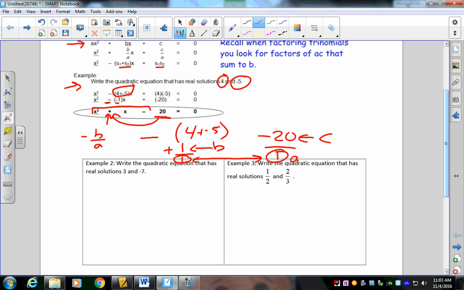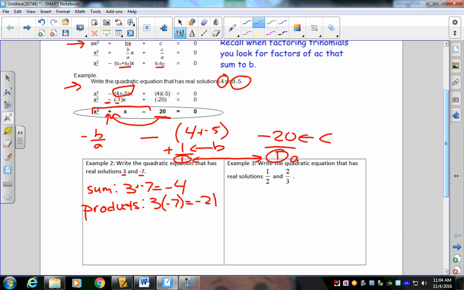All right, looking at example 2, we can do the same thing: write our quadratic equation that has the real solutions of 3 and negative 7. If I worry about the sum first, I'm just doing 3 plus negative 7, 3 minus 7, which gives me negative 4. If I do the product, 3 times negative 7 gives me negative 21.